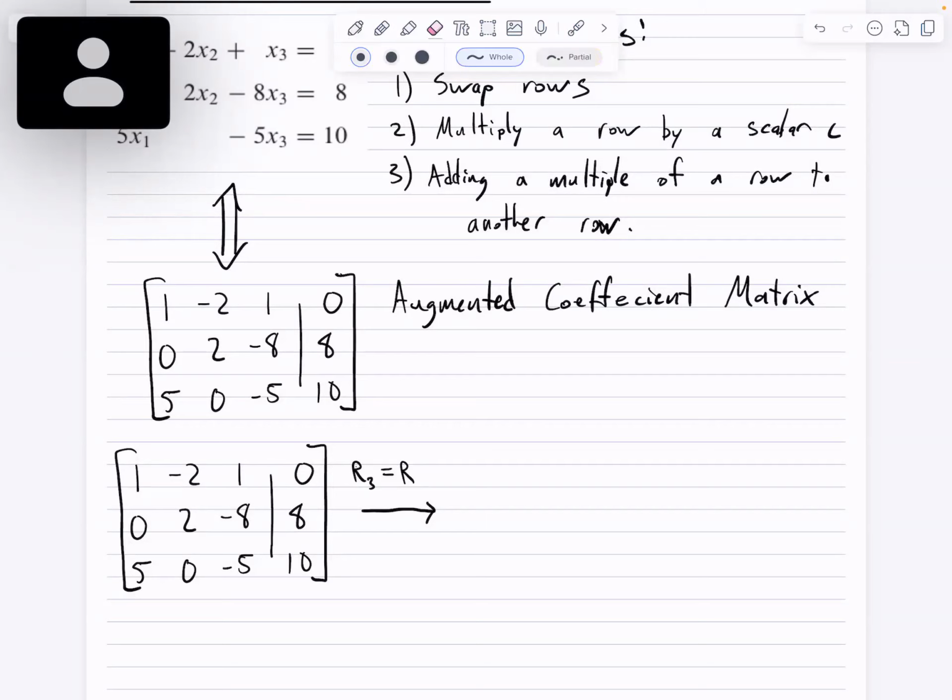Actually, maybe I should scale it first. That'll make it easier because it actually is very nicely divided by 5. So row 3 divided by 5, 1/5 of row 3. That gives me the matrix 1, -2, 1, 0, 0. I'm also going to do 1/2 of row 2 just to rescale that and put ones here.